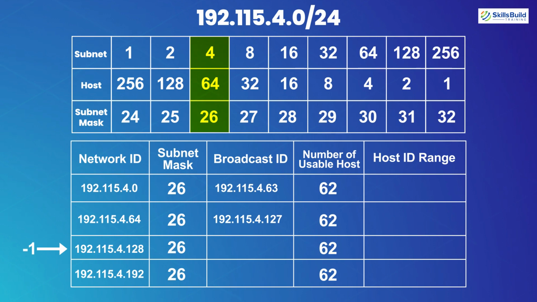Now for the second subnet, the broadcast ID will be 192.115.4.127 because the third subnet ends with 128 and if you minus 1 from it, you will have 127 as a result. And that will be the broadcast ID of your second subnet. Now let's see what is the broadcast ID for our third subnet. As we know, the fourth subnet ends with 192, so just minus 1 from it and you will end up with 192.115.4.191. So this is how you can calculate the broadcast IDs into your subnets.